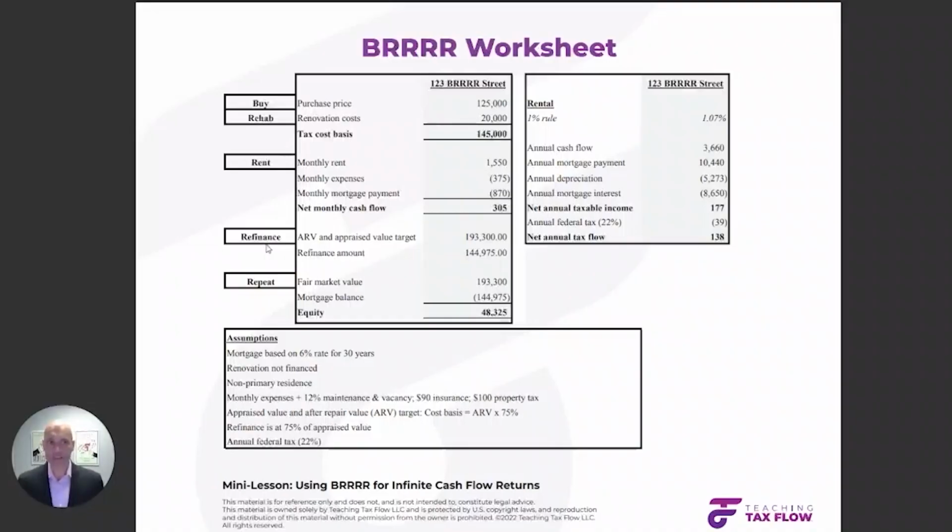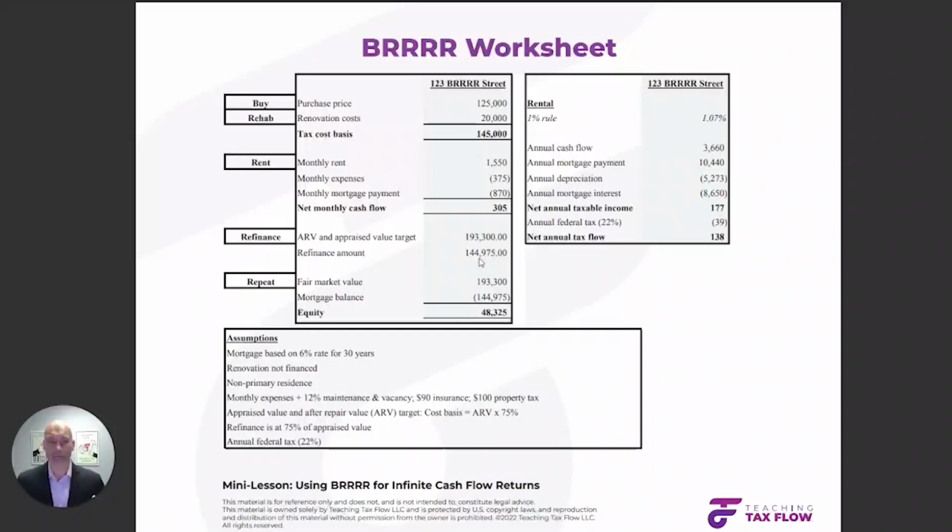We're shooting in this case for an ARV and appraised value of $193,300. The reason: 75% of that is going to get you to your refinance amount of $144,975, which is as close as we can get to our cost basis. So in this case, you'd be out of pocket a whopping $25.